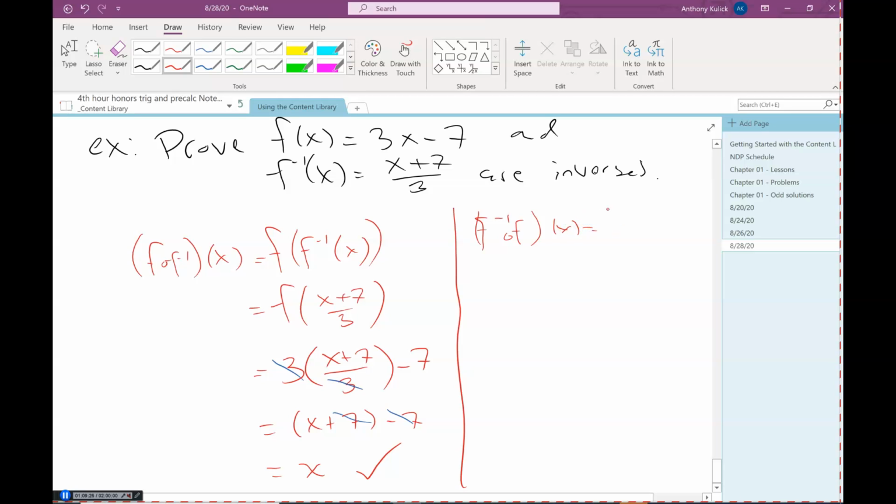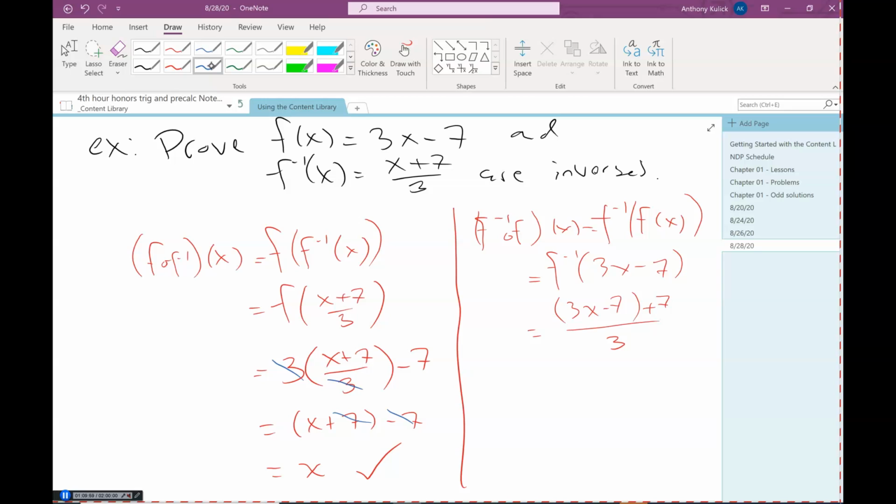Now let's do f inverse compose f of x. So that's the same thing as f inverse of x. So we'll replace f of x with 3x minus 7. And we'll just plug that into f inverse. So everywhere in f inverse there was an x, I'm going to write 3x plus 7, or 3x minus 7, excuse me.